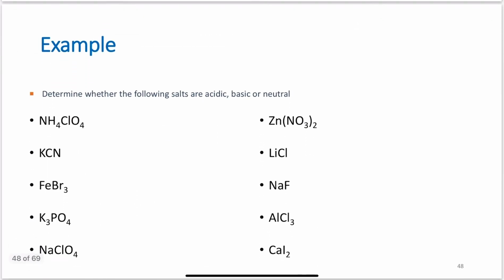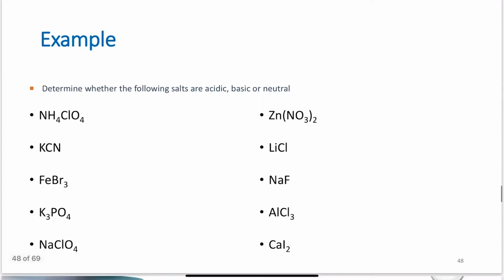You do need to be able to determine whether a salt is acidic, basic, or neutral based on its components. So this is really looking at how do you split these up and what will they form. If I split up NH4ClO4, pretend you're naming them, what does this mean? This gives me NH4+, which is ammonium, which is a conjugate acid of ammonia. Ammonia is a weak base, so this is going to contribute to be acidic.